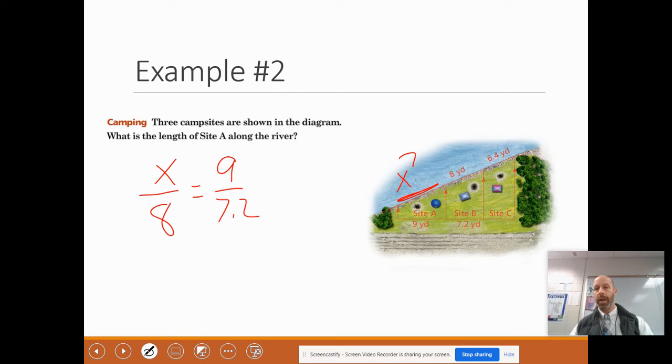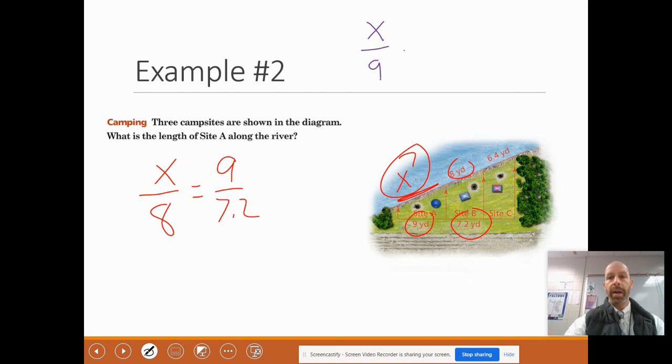Now, this is one way to do this problem, but what I'm trying to do here is figure out what this length is here. So I'm saying that x is to 8, here's the 8, as 9 is to 7.2. Now, I'm just telling you that another proportion that we could have used, in fact, I'll do it up here, that would also work is I could have said that x is to 9 as 8 is to 7.2. We'll check that in a minute, but let's go ahead and go back to our original problem.